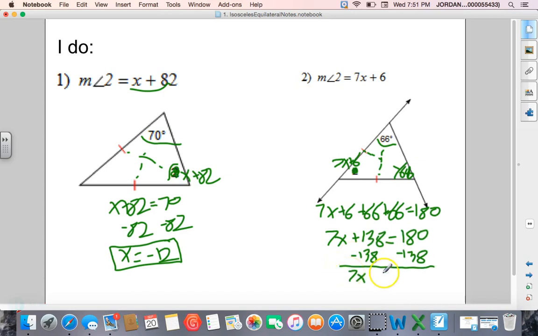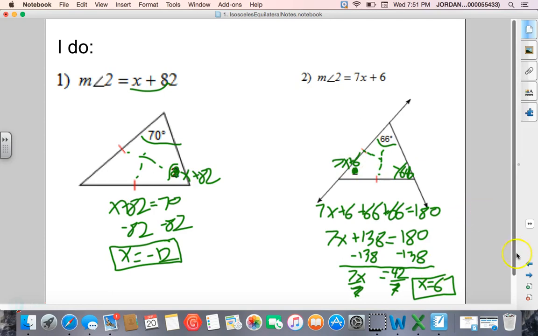So 7x equals 42. And divide by 7. I did it again, that's a 7. Alright, so we divide by 7, so we get x equals 42 divided by 7 is, of course, 6. That's not a degree because it's part of the angle. It's not the whole angle, so we just say 6.